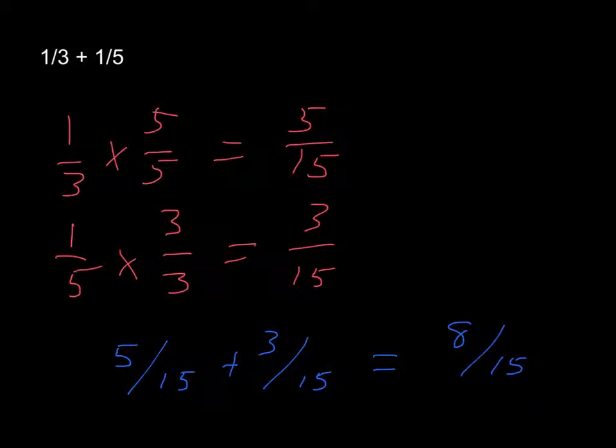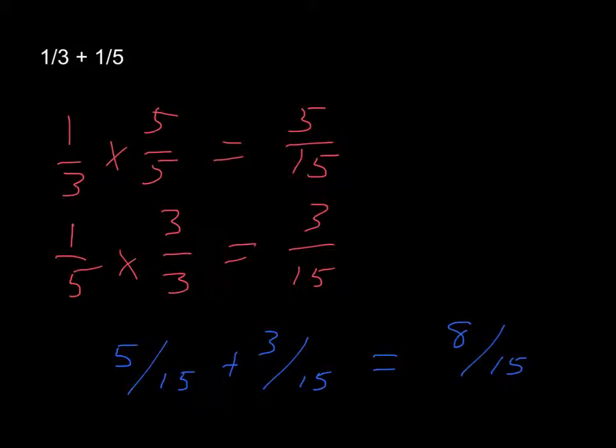Now looking at that, we had 1/3 plus 1/5 previously. To solve that, we'd take 1/3, use the denominator from 1/5, and multiply 1/3 times that 5. It has to be 5 over 5, so you have that 1, to get 5/15. Then for 1/5, we took the denominator from 1/3, which is 3, and multiplied 1/5 by 3/3 to get 3/15. Then we added those two together, 5/15 plus 3/15, to get 8/15.